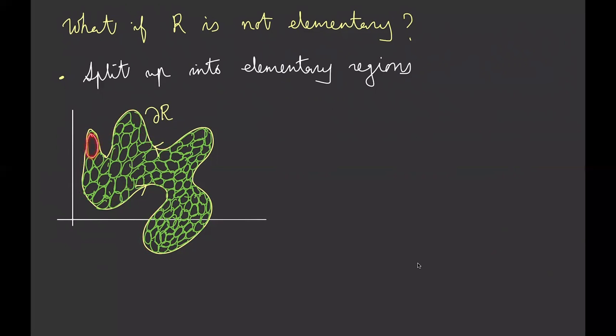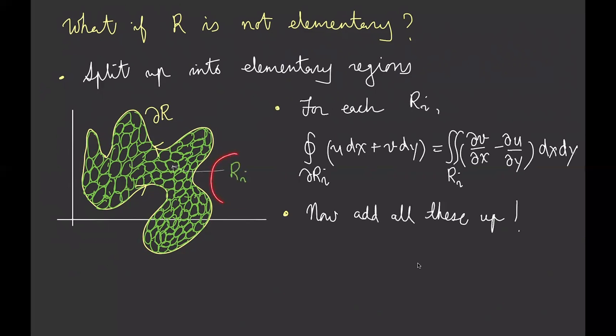You choose some small curves, as small as you want, to ensure that each of those curves comprises an elementary region. You split it up like this. Now, if I pick one of these, I'm going to call it Ri. I picked this one over here. If I pick this, then it's an elementary region. So I know that I can apply Green's theorem as we've just derived it. So I have this property over here: the integral over Ri and this line integral over the boundary of Ri, which is going to be this curve.